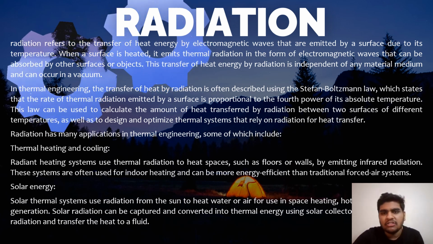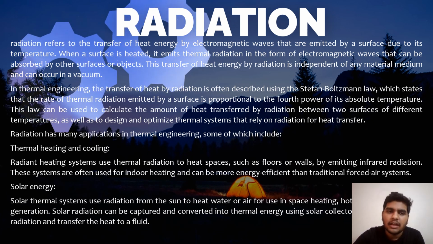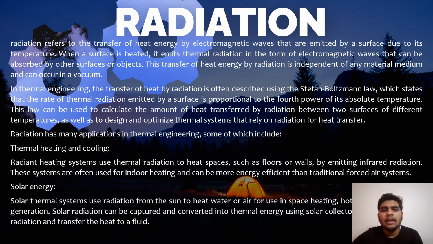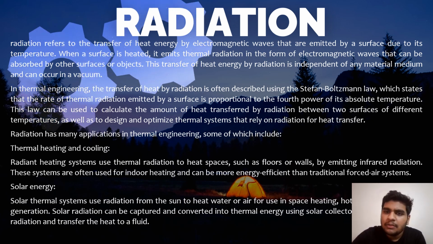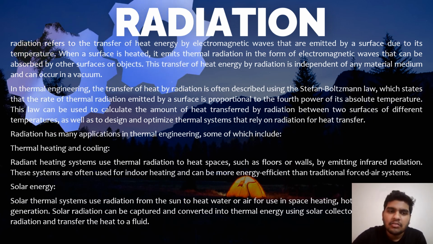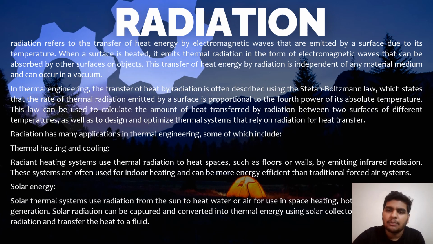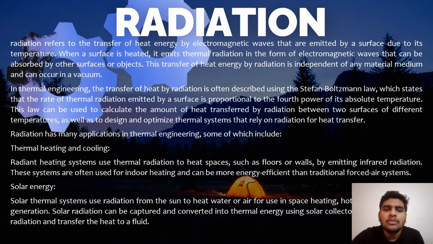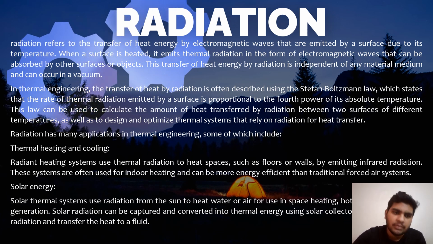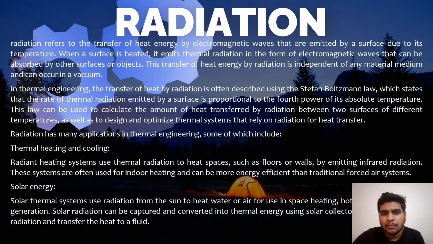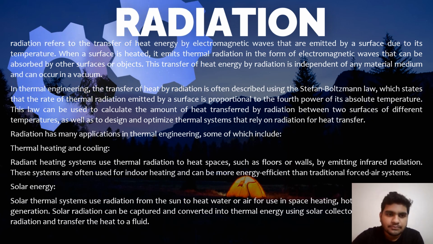This transfer of heat by radiation is independent of any material medium and can occur in vacuum. In thermal engineering, the transfer of heat by radiation is often described using the Stefan-Boltzmann law, which states that the rate of thermal radiation emitted by a surface is proportional to the fourth power of its absolute temperature. This law can be used to calculate the amount of heat transfer by radiation between two surfaces of different temperatures, as well as to design and optimize thermal systems that rely on radiation heat transfer.